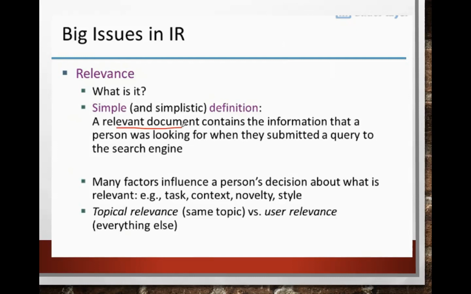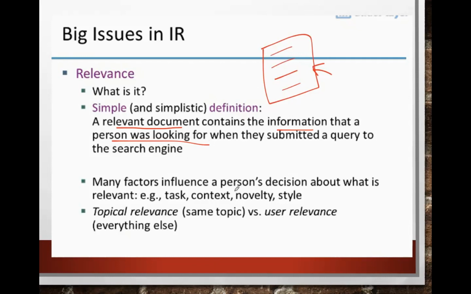We can say that a document is relevant if it contains the information that a person was looking for, right? When can we say that the document is related to the question? Assume that I'm searching for books related to NLP. If I find a document which has a list of books related to NLP, then I can say that this document is relevant to my question. A relevant document should always contain the information that a person was looking for.